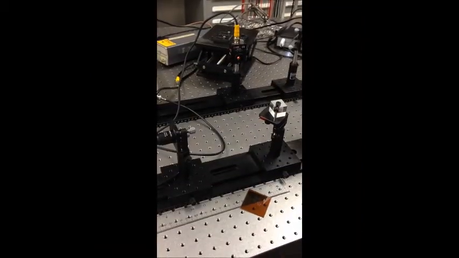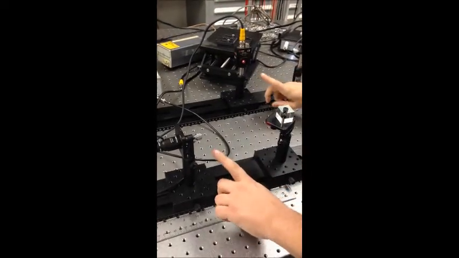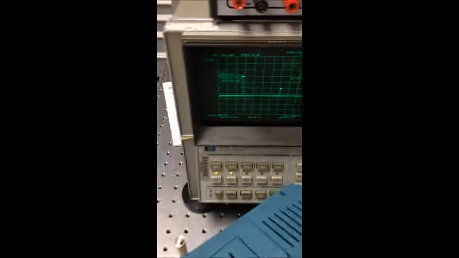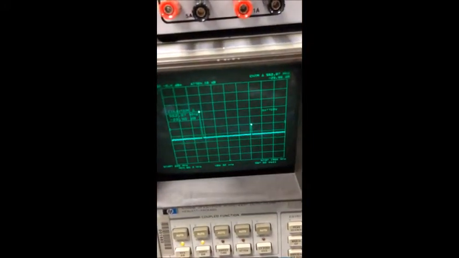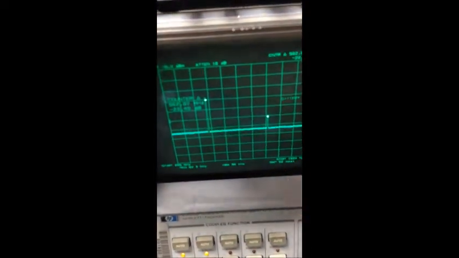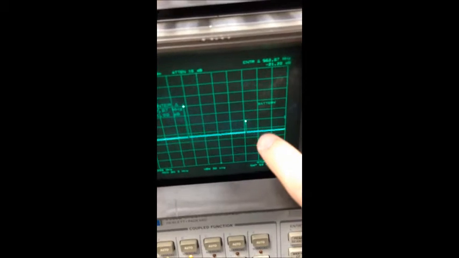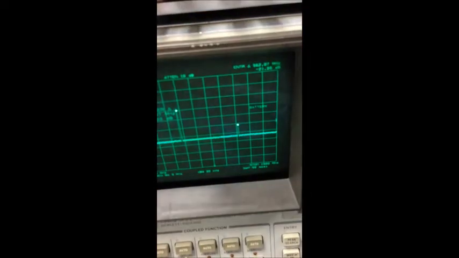Okay, for part B, the laser beam is being split here through the beam splitter going to both detectors, and it's being analyzed here by the spectrum analyzer. These two modes on the spectrum analyzer represent, this one is the constructive interference of the modes, and this one is also a constructive interference but not as large as the first one.